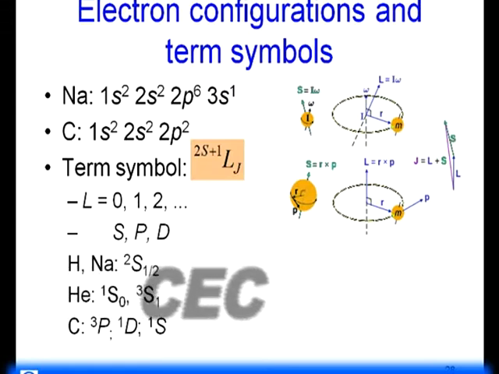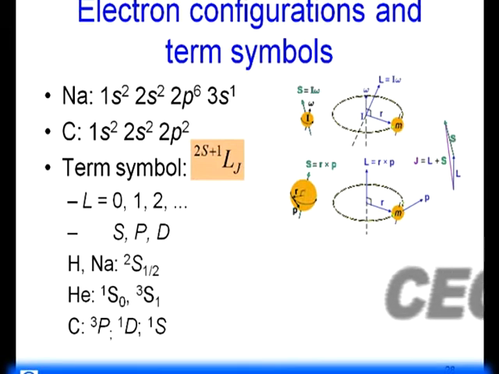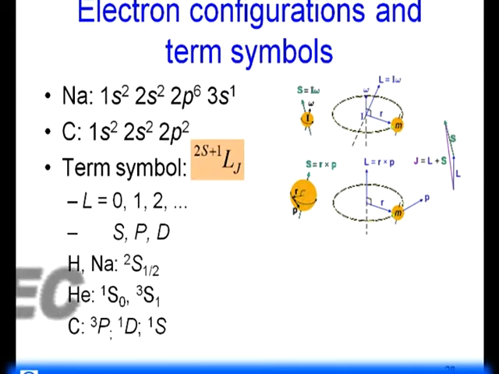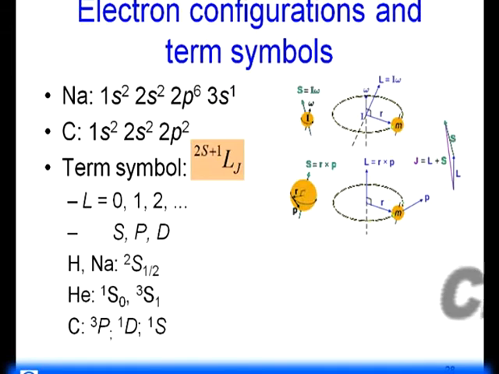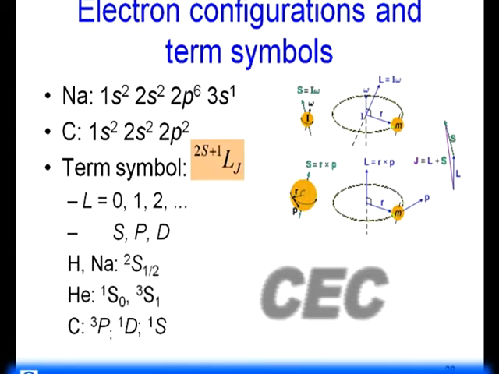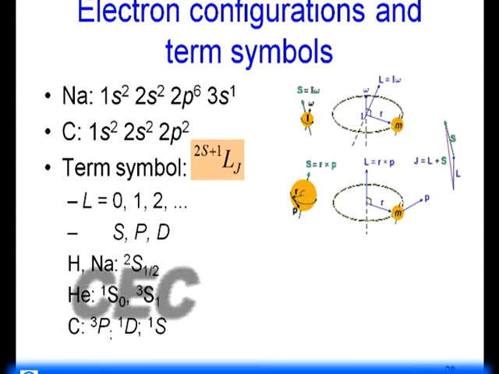The L quantum number, just like the orbital angular momentum that we were talking about, can take on values like 0, 1, 2, and similar to what we did for the electron configurations, we again have symbols: capital S for 0, capital P for 1 and capital D for 2. Again, we are not using small symbols, we are using capital symbols. For hydrogen and sodium, I told you that they both have a single electron in the s orbital.